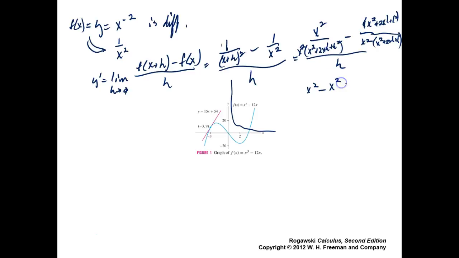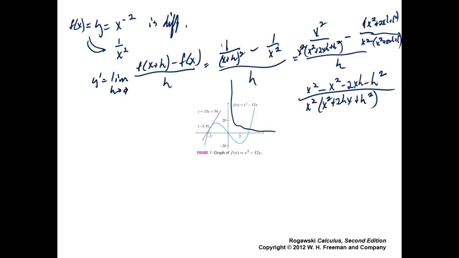Negative x squared minus 2xh minus h squared, all divided by x squared times x squared plus 2hx plus h squared. I didn't really want to multiply all those together, but I could have. It's just easier to write it that way. No, it's not. You could multiply them, whatever.